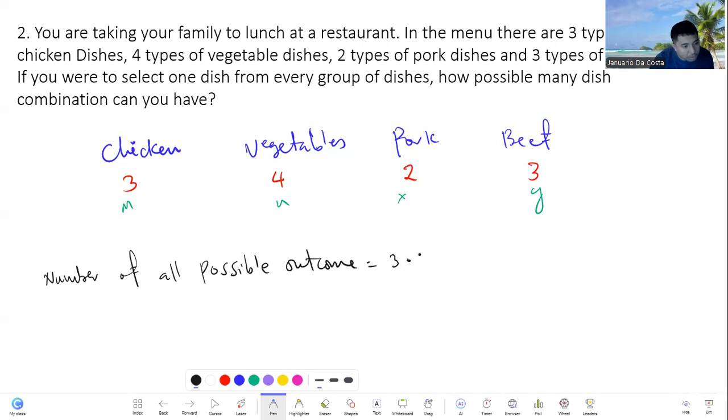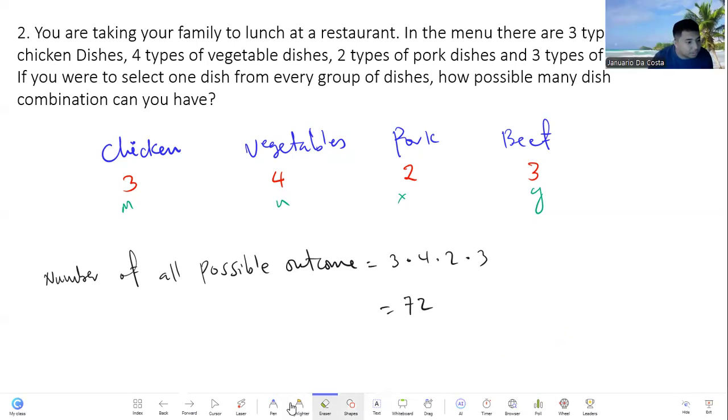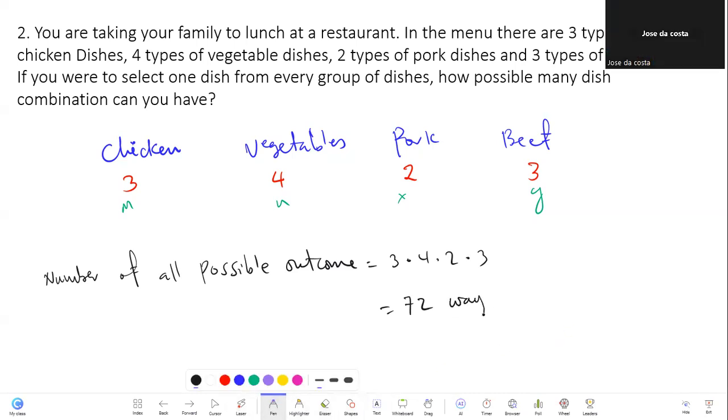So you just multiply 3, 4, those 2, 3. So 3 times 4 is 12. 12 times 2 is 24. 24 times 3 is what? 72. Okay, so 72 possible ways. There are 72 ways in which you can select one dish from each section.